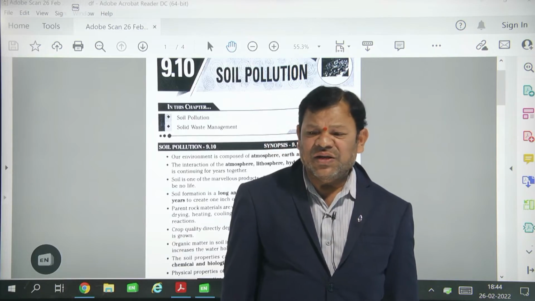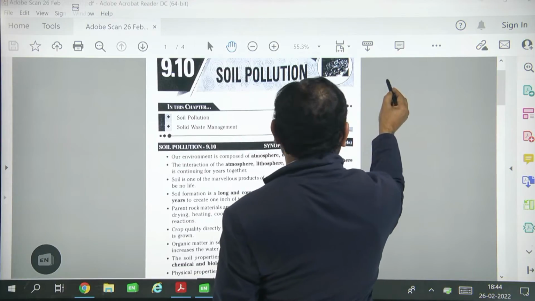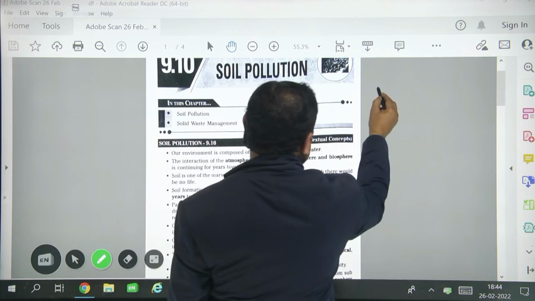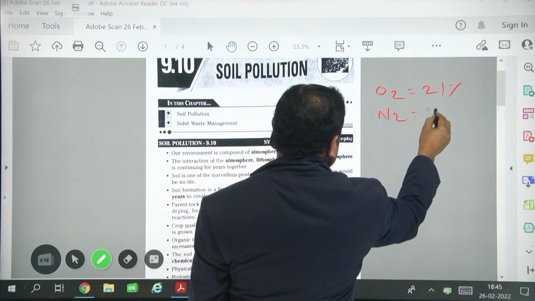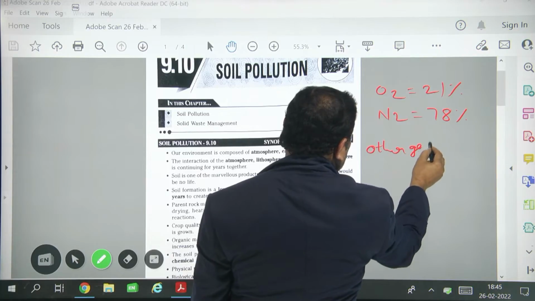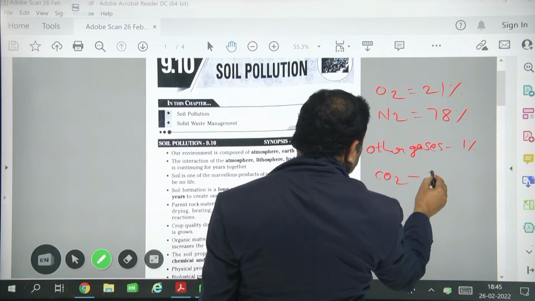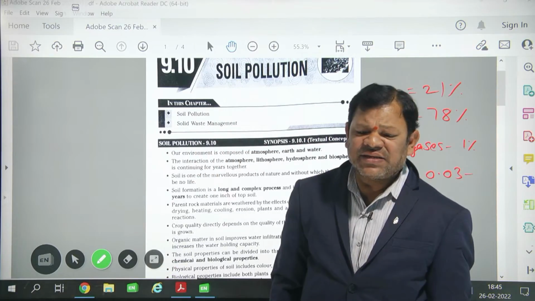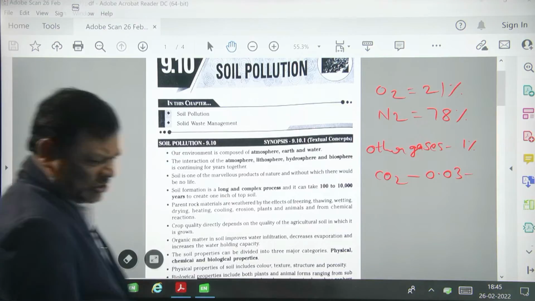For example, you know very well that in the atmosphere, oxygen gas is present, especially 21%, and nitrogen gas is present at 78%. All the remaining gases are present in that 1%. In that, especially carbon dioxide is 0.03%. So any excess thing joined into the atmosphere is called pollution. Yes or no?